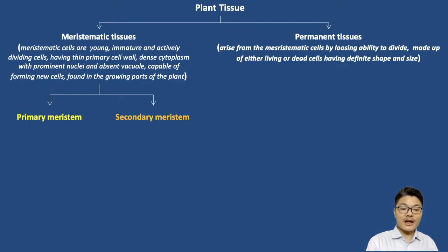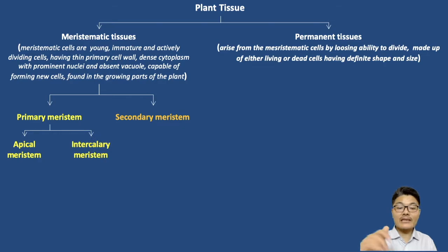Meristematic tissues can be primary meristem or secondary meristem. Primary meristems are meristematic tissues which develop the first time, and secondary meristems usually develop later. In case of primary meristem, we have apical meristem and intercalary meristem. Secondary meristem can be lateral meristem, which is also known as cambium.